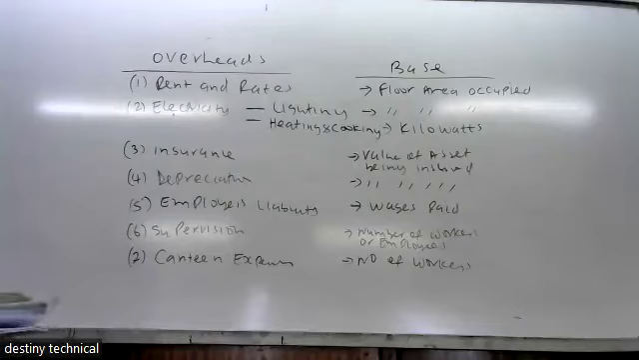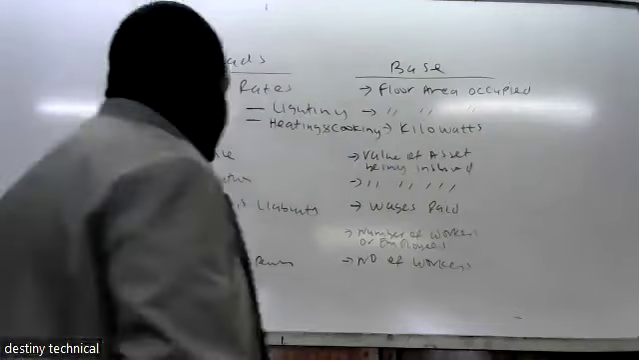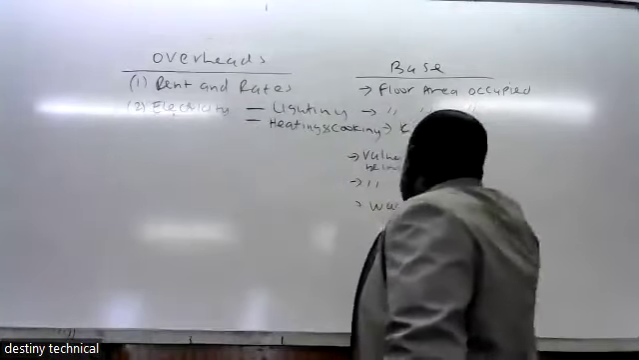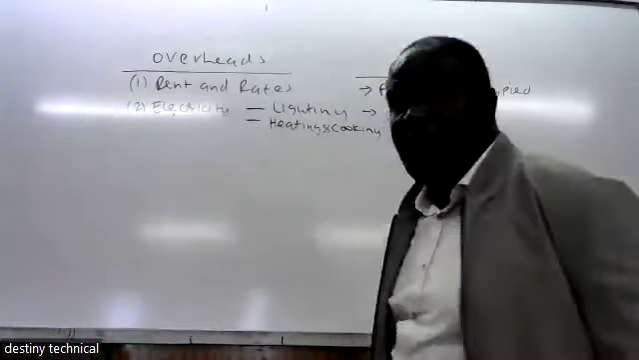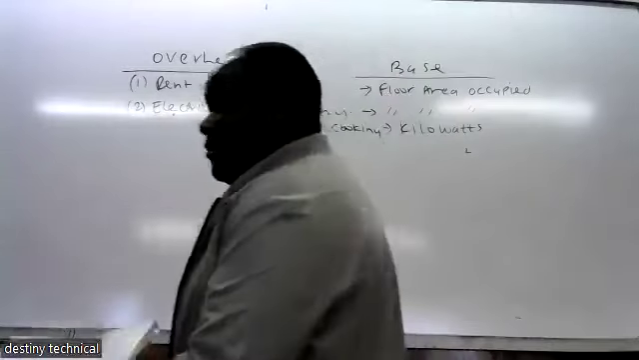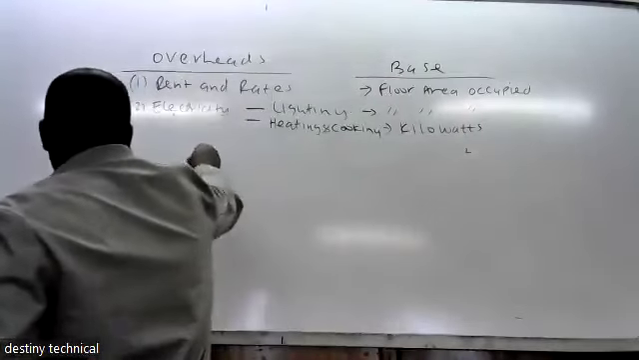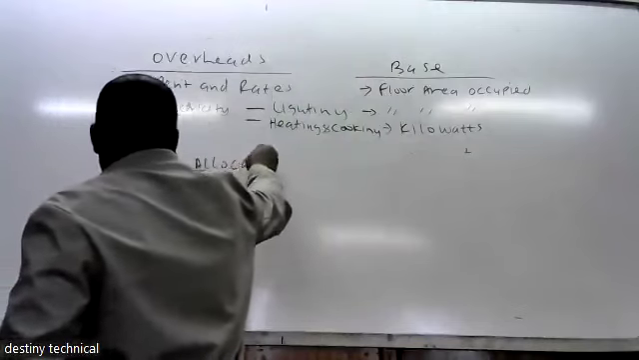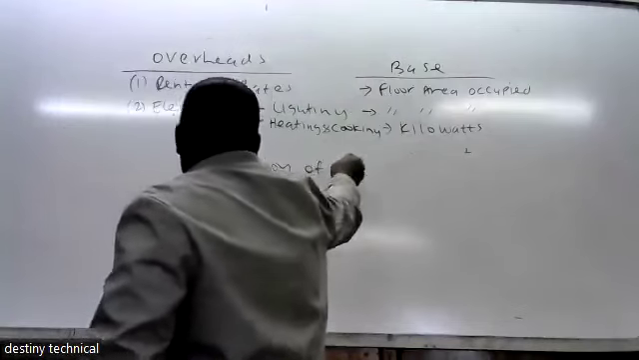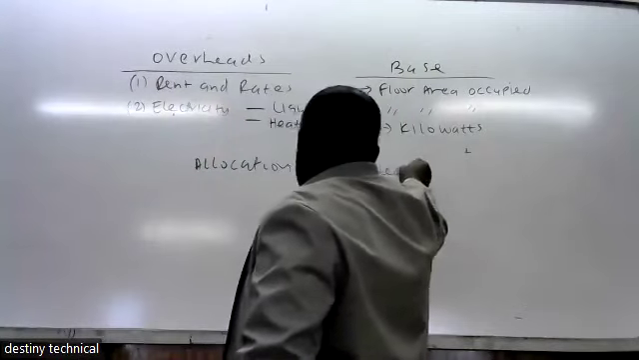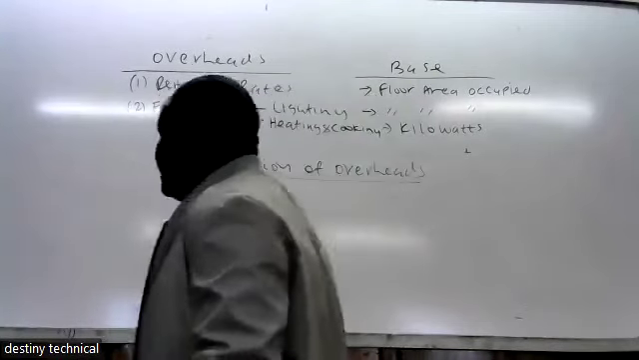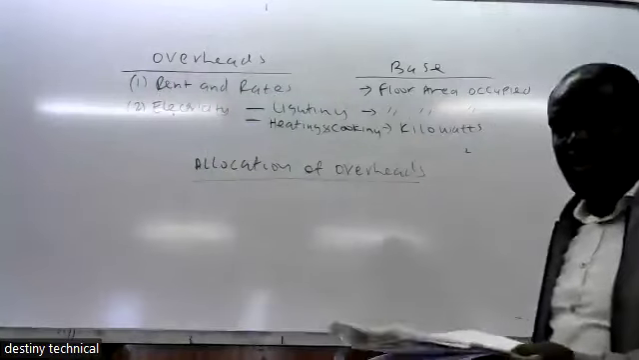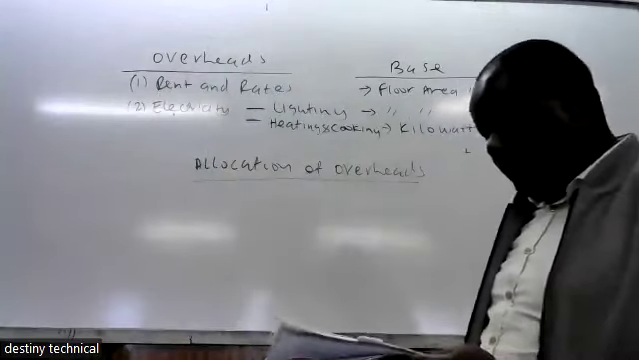We now go to the allocation of the overheads. The next item should now be allocation of the overheads. The other one was apportionment. Now we go to the allocation of the overheads.